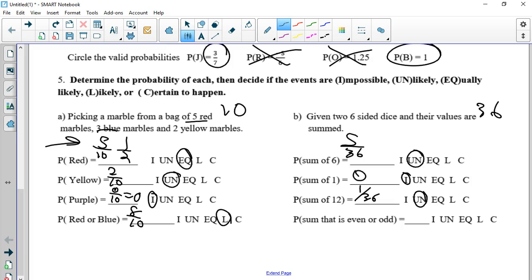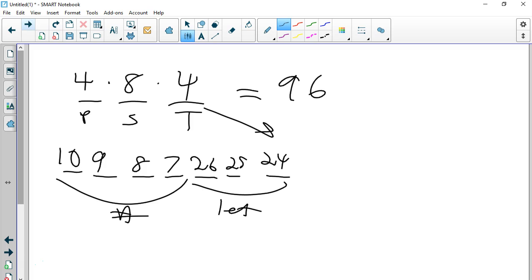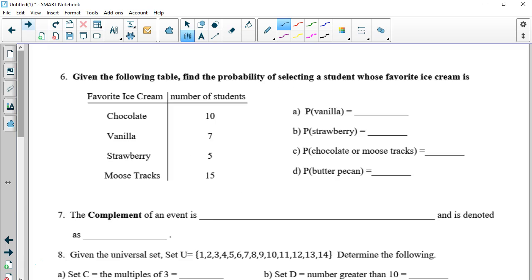Okay. Sum that is even or odd. Well, you're going to get either an even or odd number. So that is certain. You can say 36 over 36. You can just say 1. That's certain. That's not it. There we go.